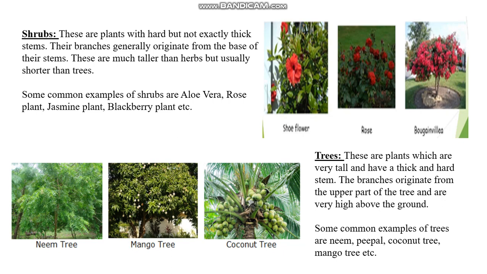Next is trees, plants which have a hard, brown, thick stem. These are very tall, with a thick and hard stem. The branches originate from the upper part of the tree and are very high above the ground. Some common examples of trees we can see: neem, peepal, gulmohar, coconut, mango tree, etc.